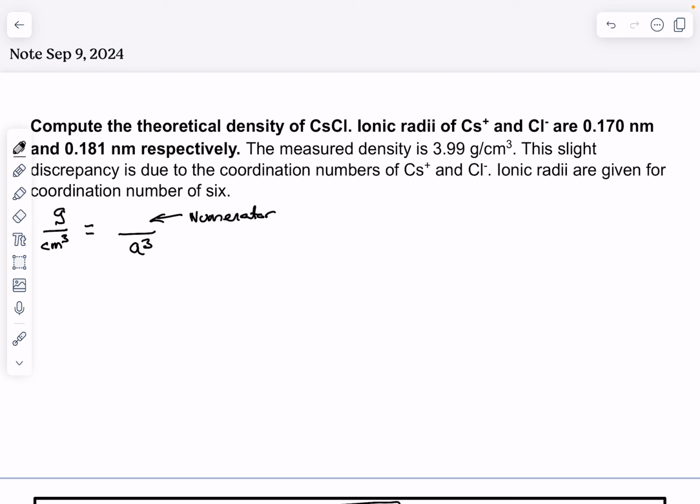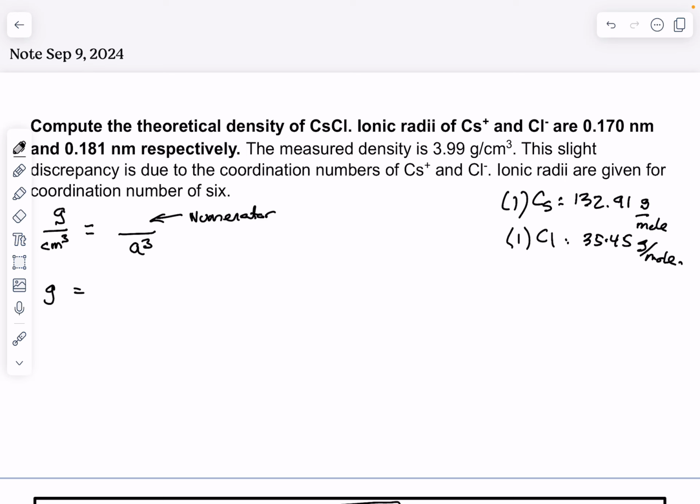And so in order to get grams, we need to think of something that has grams in it. The only thing that really has grams in it that comes to mind from what we've been learning so far is the atomic mass of those two ions. Cesium has an atomic mass of 132.91 grams per mole, and chloride ion has an atomic mass of 35.45 grams per mole. And there's one atom of cesium inside that unit cell and one atom of chloride in the unit cell.